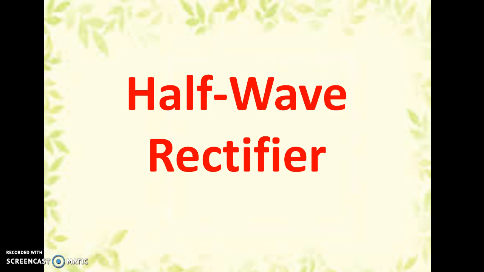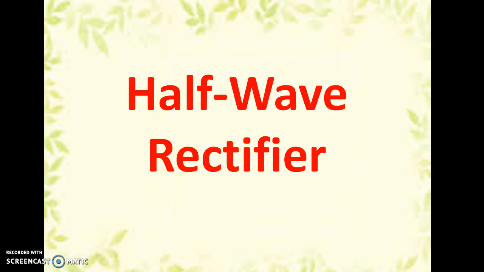Today we will learn about the half-wave rectifier, how the half-wave rectifier works. In the previous class, we came to know what a rectifier is. Let's have a recap about the rectifier. A rectifier is a device which converts AC into DC, which means it converts alternating current into direct current. In a rectifier, the main component is the diode, so sometimes a diode is also known as a rectifier.